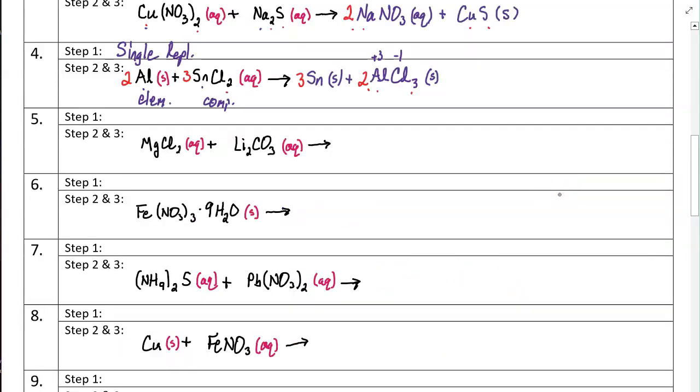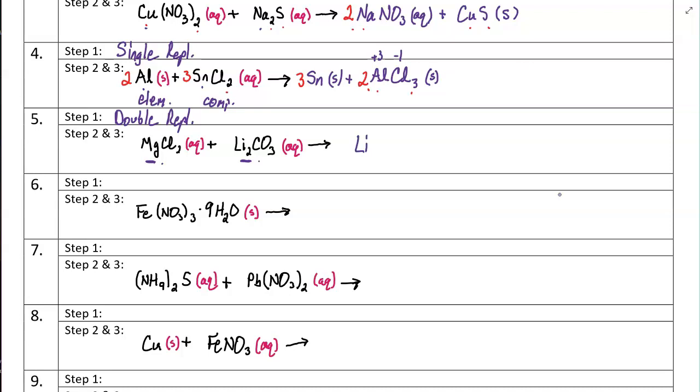Question 5, I've written down the reactants from the worksheet. Now look at the format. This is an aqueous ionic compound being combined with another aqueous ionic compound. This format is called double replacement. In double replacement, you exchange the cations. The first item from here exchanged with the first item from here.